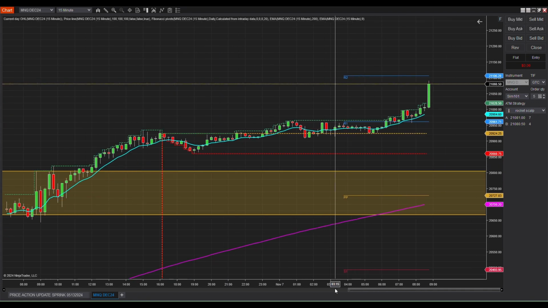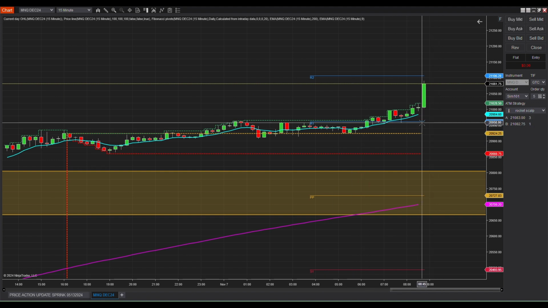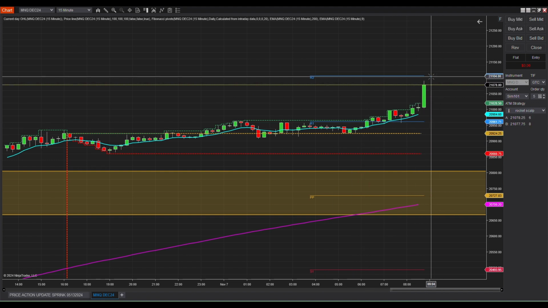So you can see we got the 15-minute here. So this is the open. This is the low of the day. We are at R1, past R1. R2 is right here, so we should be able to hit that, so close to it.